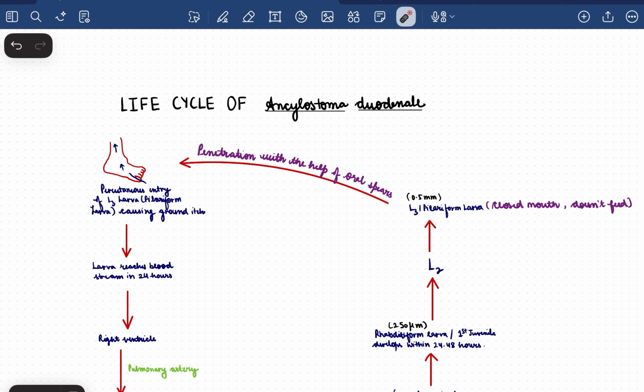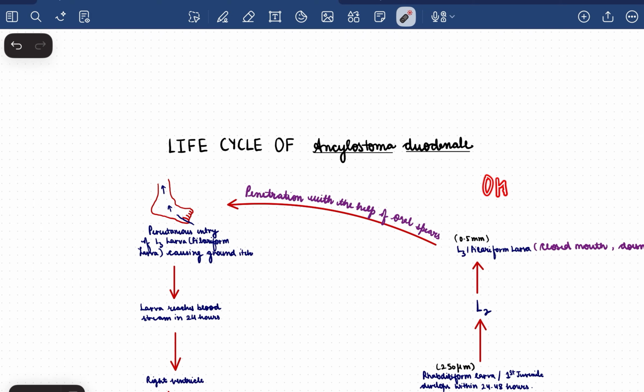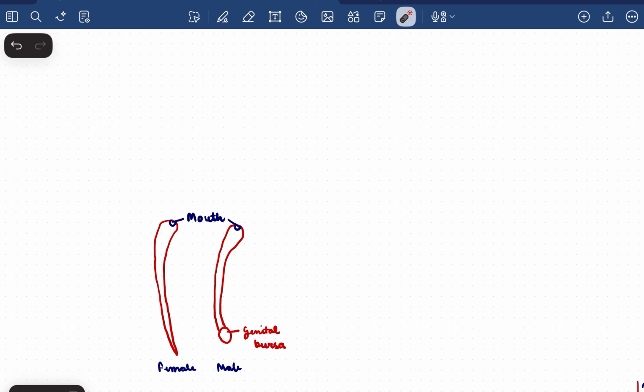Hello, let's look at the life cycle of Ancylostoma duodenale, which is also called Ancylostoma intestinalis, while its common name is Old World hookworm. Now, why is it called Ancylostoma duodenale, intestinalis, and an Old World hookworm? Let's understand this with the help of a diagram.